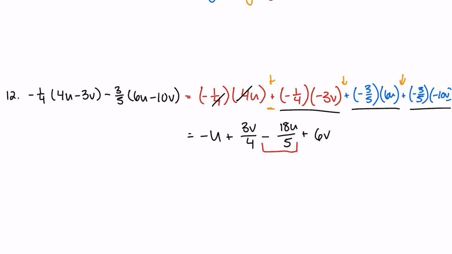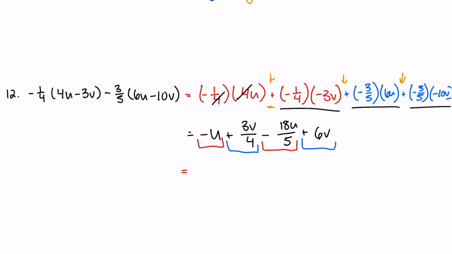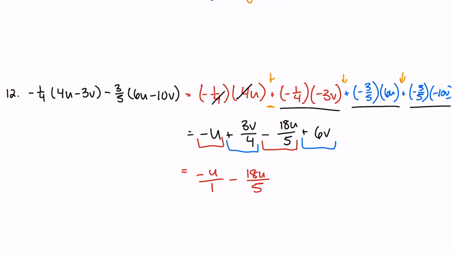So -18u over 5 and -u are like terms, and +3/4v and 6v are like terms. So starting with our u's, we need to get the same denominator so that we can add. So -u is the same thing as -u over 1. And -18u over 5 has a denominator of 5. So the quickest way to get the same denominators is to multiply this by 5 over 5.